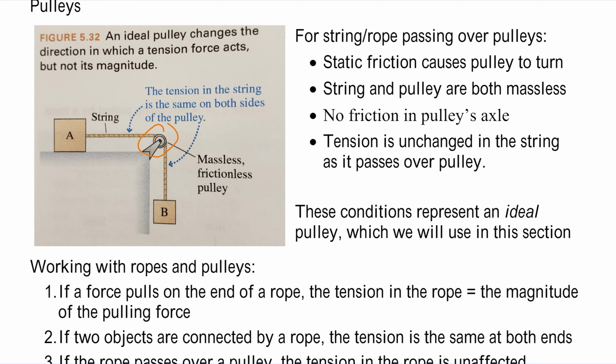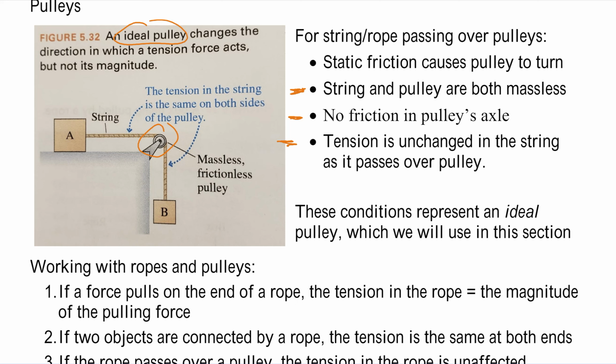It does not reduce tension. It does not introduce friction. It just changes the direction that we're applying the force for an ideal pulley. The string or rope passes over the pulley. The static friction in the rope and pulley system causes the pulley to turn. That's fine. The string and pulley are both massless here. There is no friction in the pulley's axle, therefore we're not losing anything in that little system. And tension is unchanged in the string as it passes over the pulley. So we don't lose anything as we change the direction of the applied force.